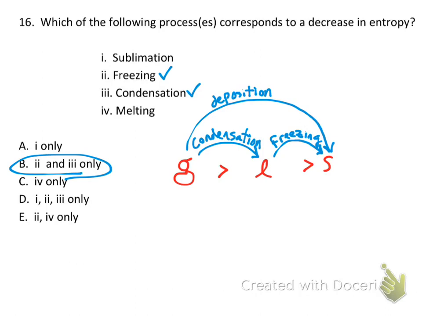Melting, sublimation, and evaporation, those processes lead to an increase in entropy.